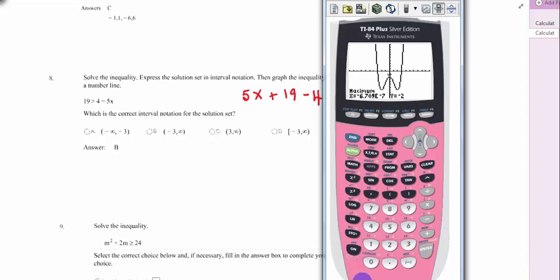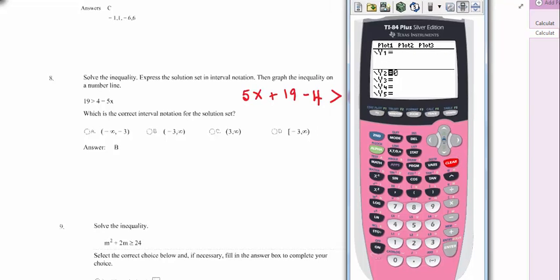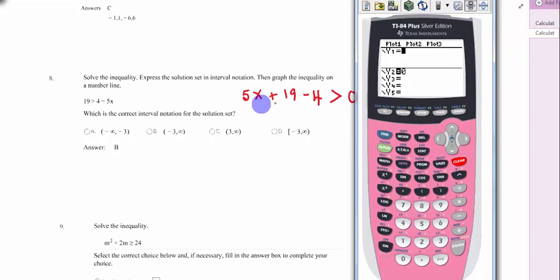What you want to do is go to y equals, clear that out, and I'm going to put that in just like I've got it written there. 5x plus 19 minus 4. And I'm not going to put this inequality. I'm going to put 0 down here. All right? So we're going to graph, and we get a straight line, which makes sense.